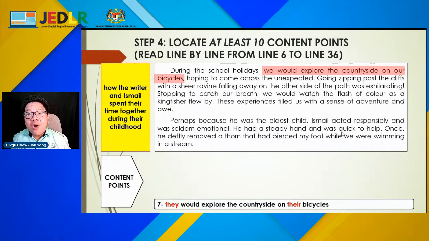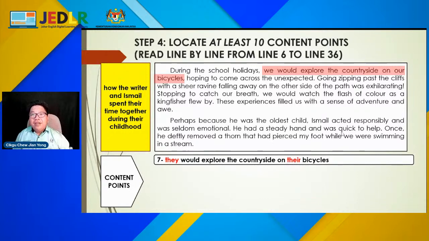Okay, this is your point number 7. Remember to change we to they. On our bicycles, their bicycles. Okay, clear? Going zipping past the cliffs with a sheer ravine falling away on the other side of the path was exhilarating. Mereka lalu kawasan lembah yang curam. So is that how they spend their time together? Obviously it is. So your next point will be point 8.